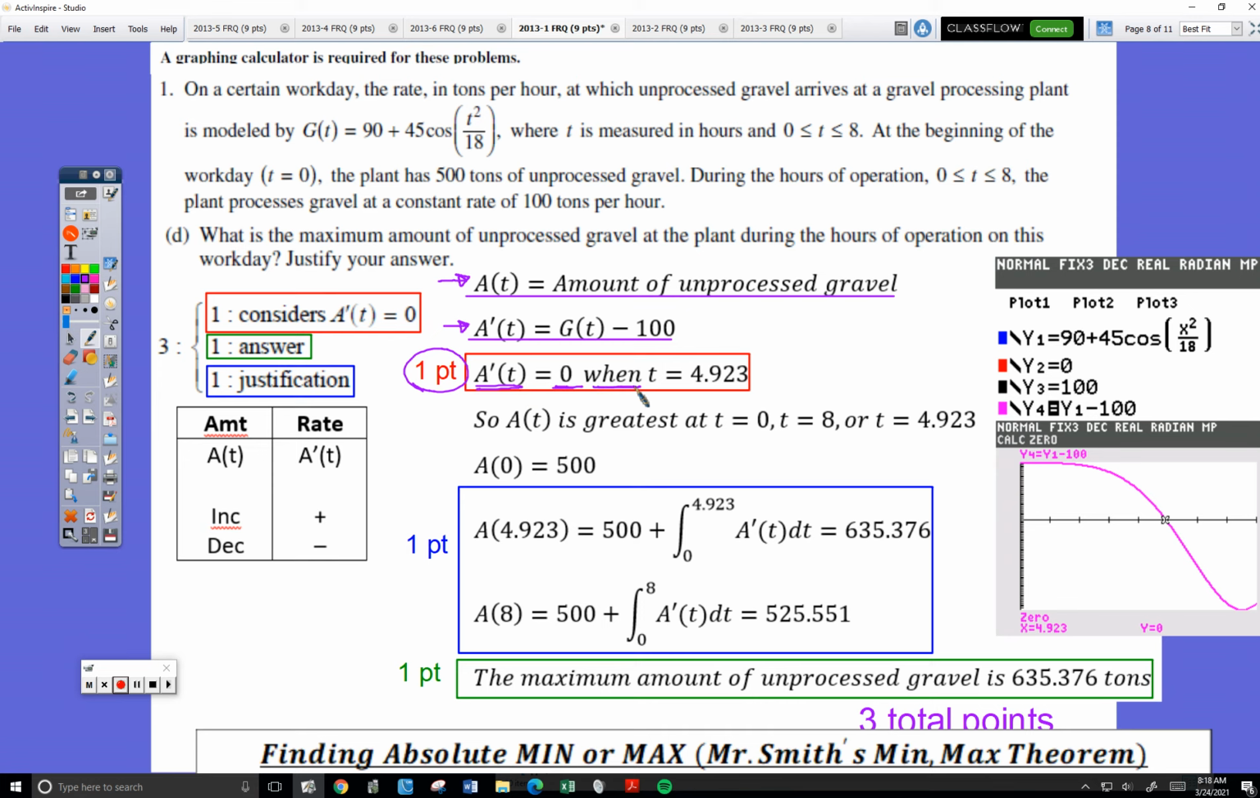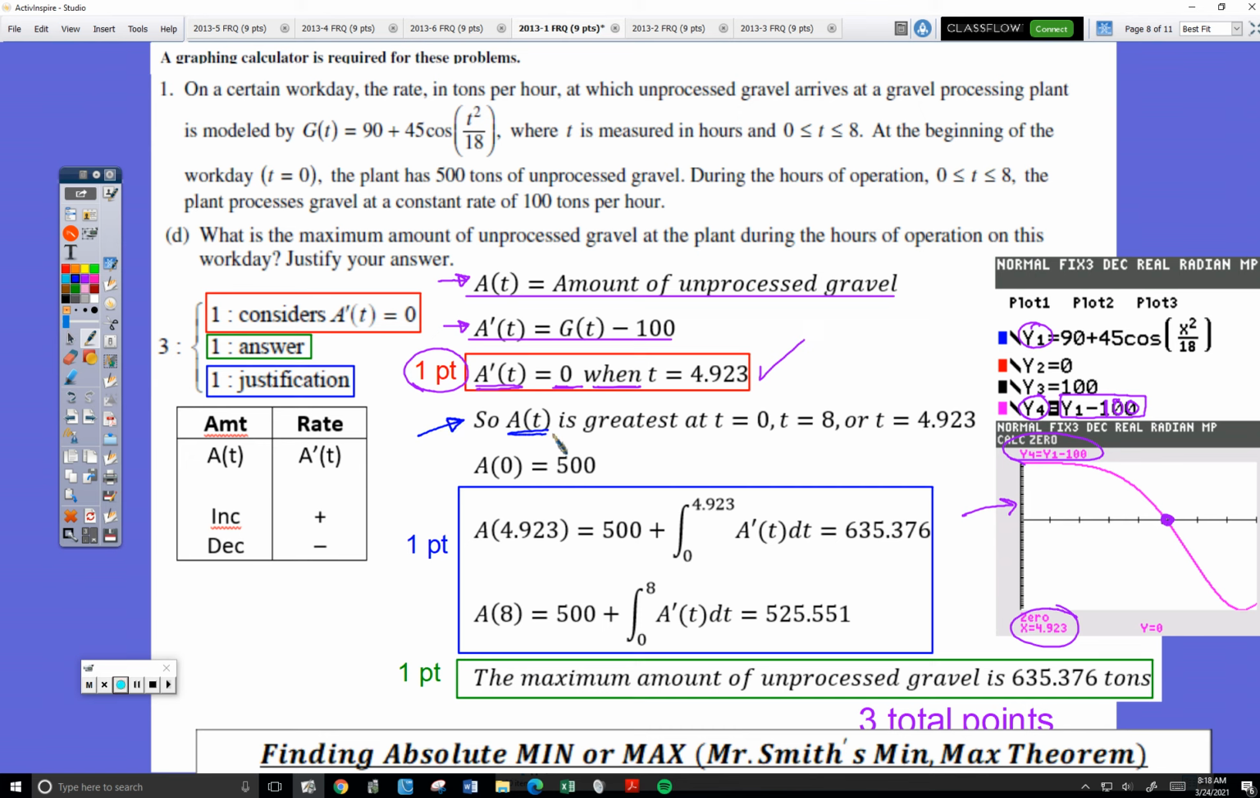time. How do I find that time? I grab my calculator and I plot A prime. Here's my A prime formula. Because it is G, subtract 100. This is my graph of A prime. This is the time when the A prime value is 0. So that's what I wrote here. That's worth 1 point. You have to write that to get the point. You don't have to write this, you just have to think it.